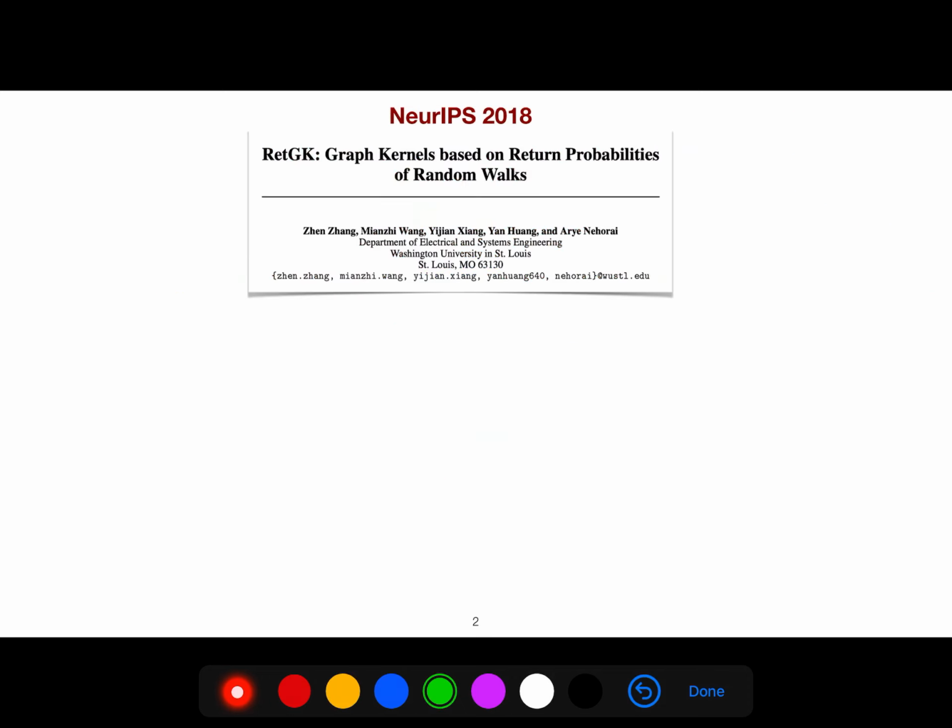But this paper, from NeurIPS 2018, talks about how to create a graph kernel based on return probabilities of random walks. You can design your own graph kernel with such heuristics like return probabilities or hitting time or anything.